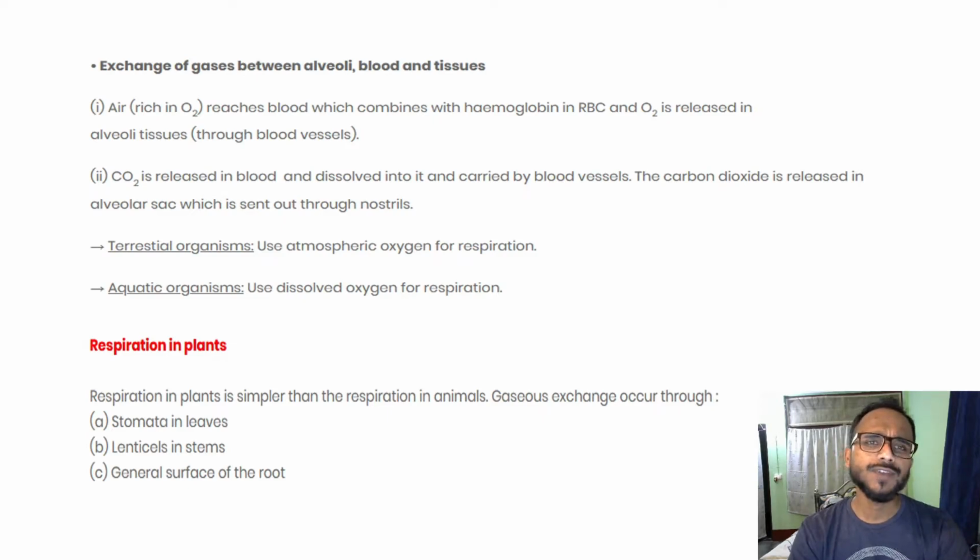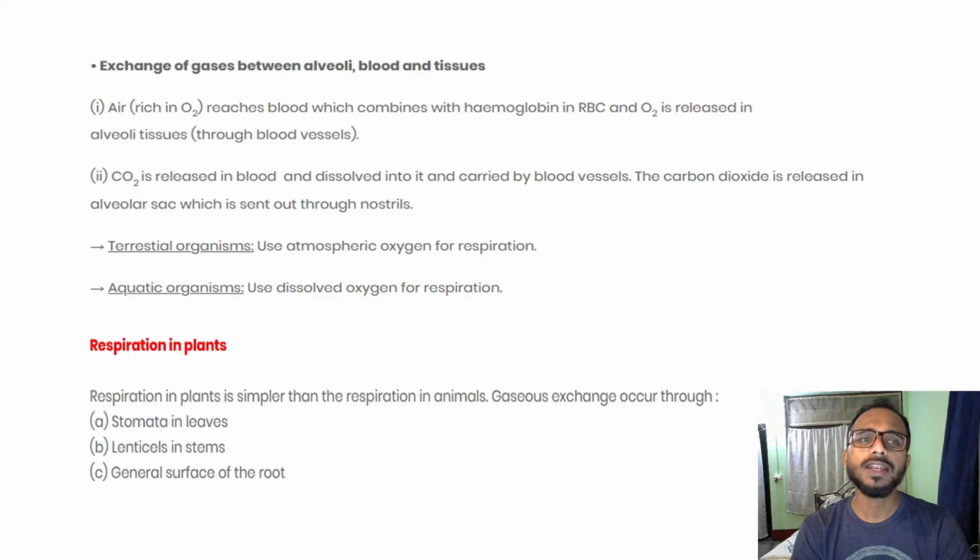Now, exchange of gases between alveoli, blood, and tissues. The air which we take in should be rich in oxygen. Suppose I take air which is not rich in oxygen, it will make me suffocate. If the oxygen level is low, it will make me suffocate. Oxygen-rich blood combines with hemoglobin, and O2 is released in alveolar tissues through blood cells.